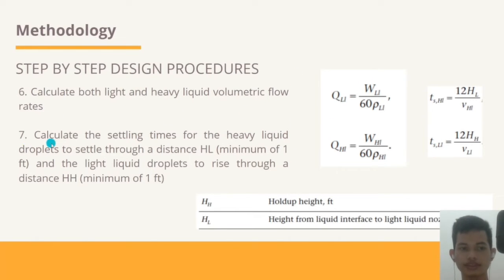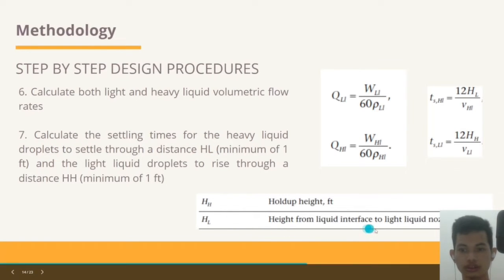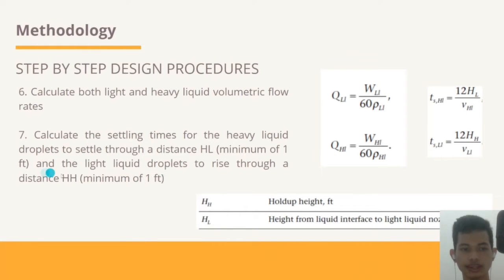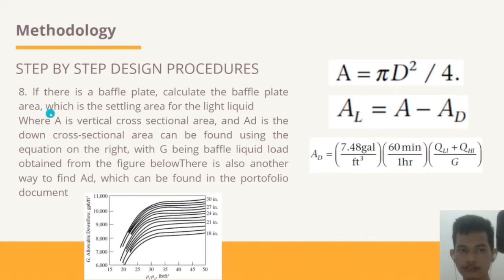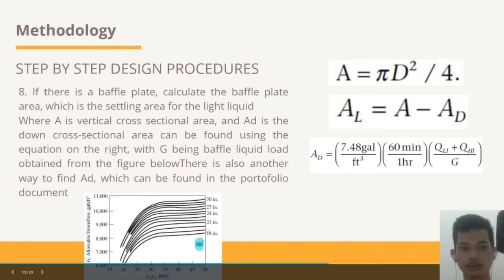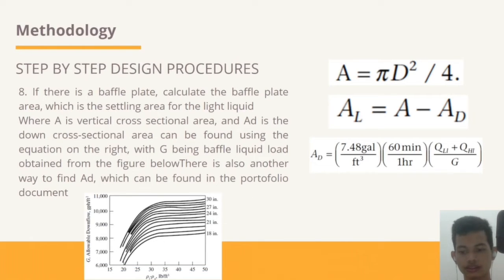Then step number 7, calculate the settling time for the heavy liquid droplet to settle through a distance of HL, the height from liquid interface to light liquid nozzle, minimum of 1 feet, and for the light liquid drops to rise through a distance of HH, the hold up height, with a minimum of 1 feet. Here is the equation. Next, step number 8, if there is a baffle plate, calculate the baffle plate area, which is the settling area for the light liquid, where A is pi D squared over 4 and AD is the downcomer cross-sectional area, which can be found using the equation on the right, with G being the baffle liquid load obtained from the figure below. Another way to find AD is written in the portfolio document. You can find it there.